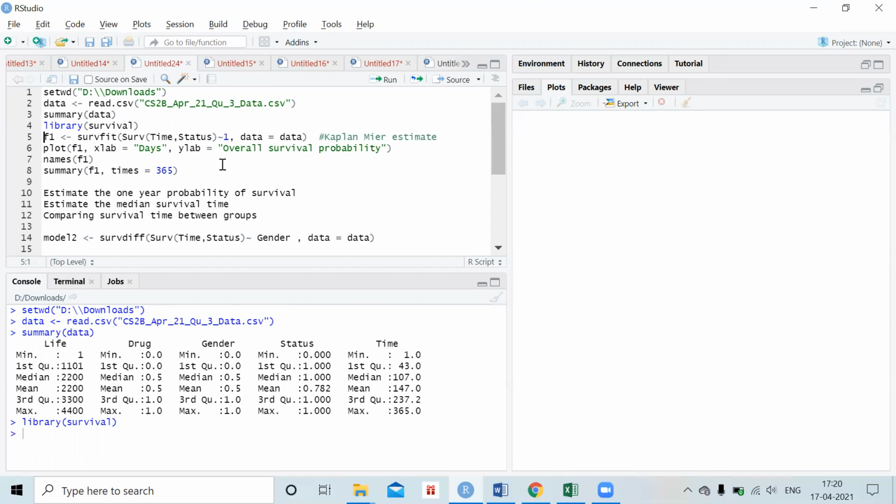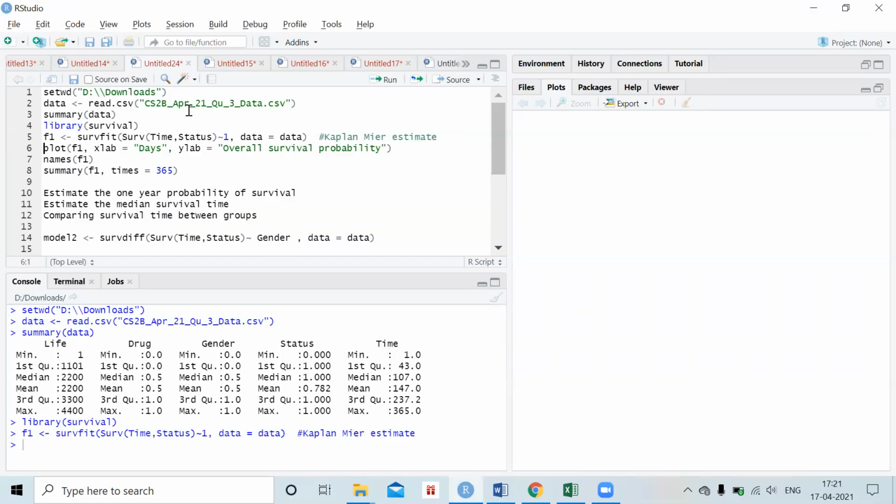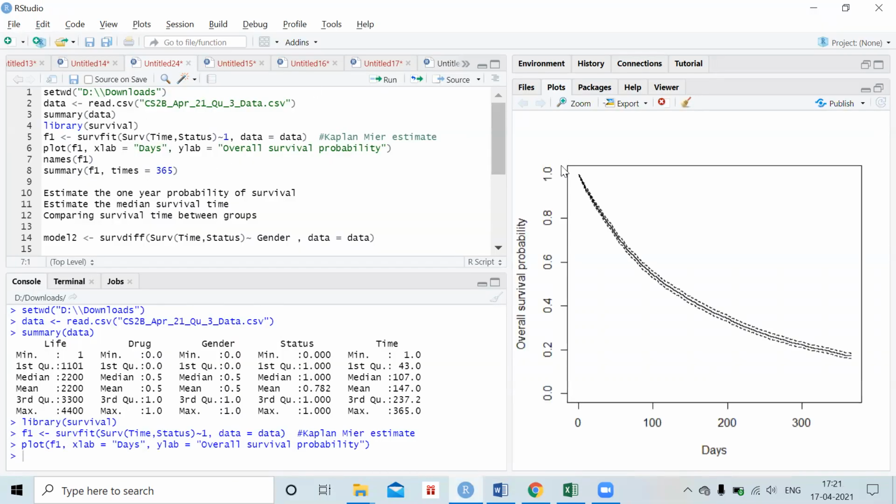When you fit a Kaplan-Meier model to this data set, we use the survfit function: Surv of time, comma, status, comma, 1. Status is the event which we are considering, time is the 365 days, and data is equal to data as I stored it. F1 is the model which I am fitting. And then you can plot the Kaplan-Meier survival estimate. So the question might look like this: fit a Kaplan-Meier model to the data and plot the Kaplan-Meier survival probability for a year. If I plot this, the plot looks something like this, and we know that the dotted lines indicate confidence intervals and the straight line indicates the probability.